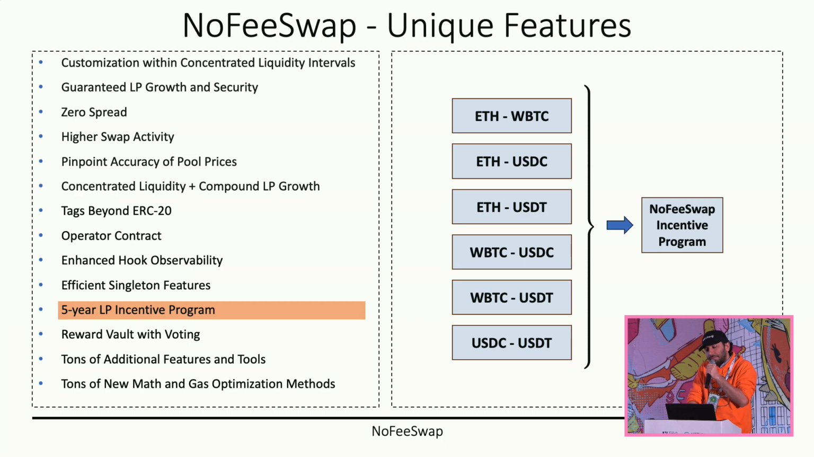There's also an incentive program in place through which the pools of the 6 pairs can be rewarded with NoFeeSwap governance tokens. We consider adding additional pairs as well. Please see the yellow paper for more details.